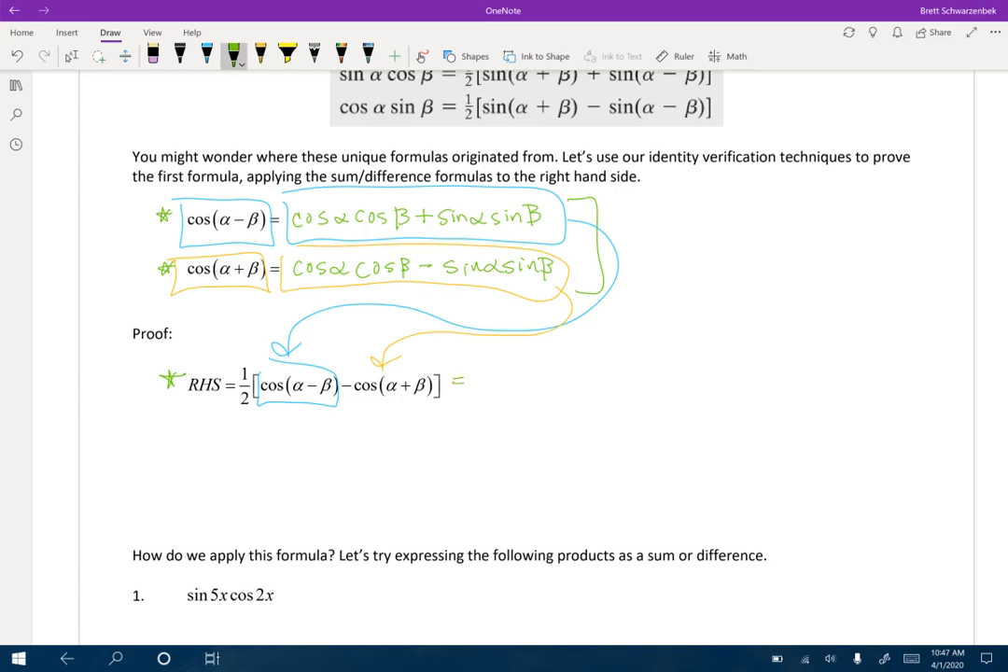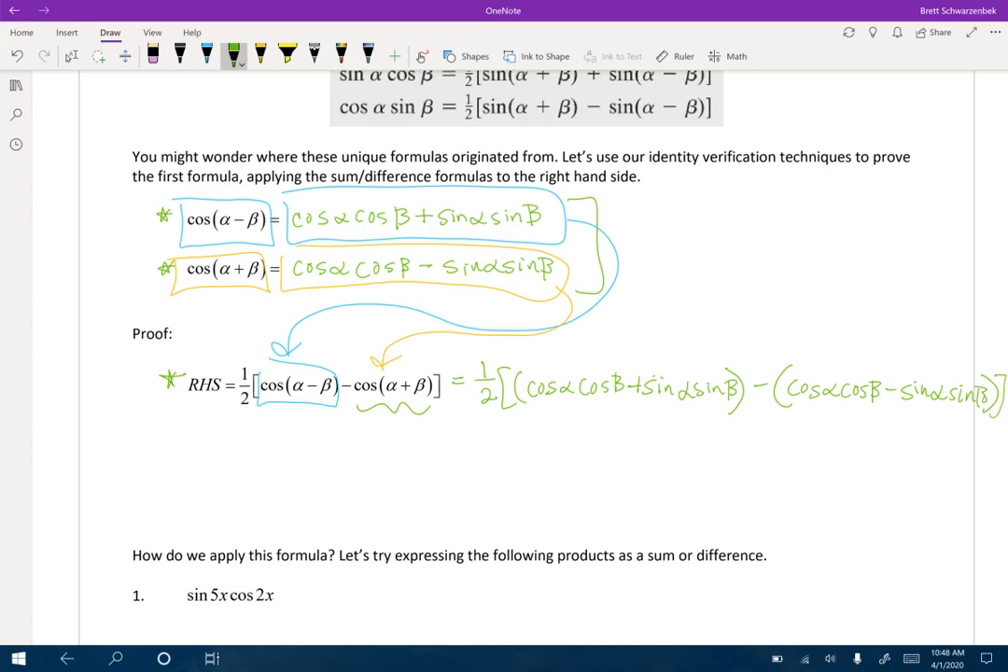So we're going to get 1/2, little bracket here, and then I'm going to do a parenthesis for the whole setup. So we're going to do cosine alpha, cosine beta, plus sine alpha sine beta, and then we're going to subtract this guy, which is being replaced by the orange expression, and we get this gigantic expression.